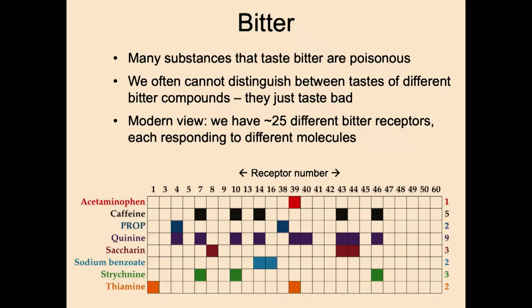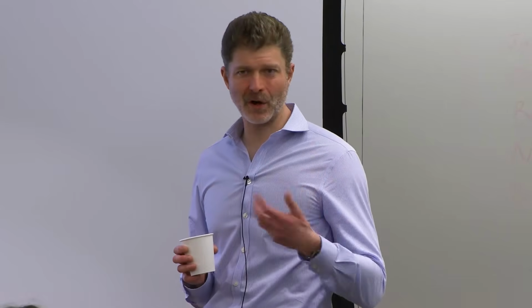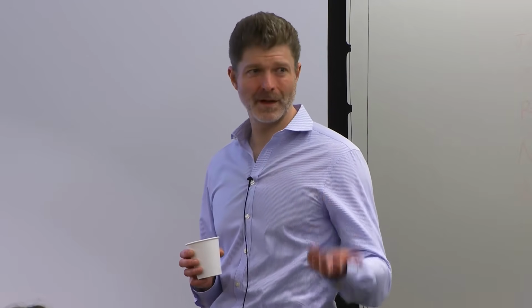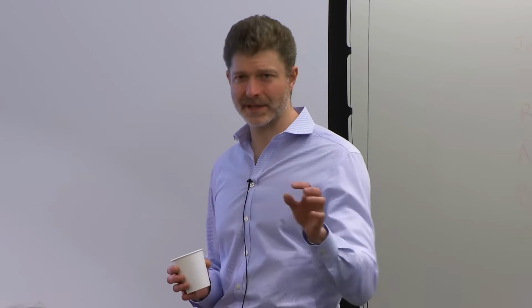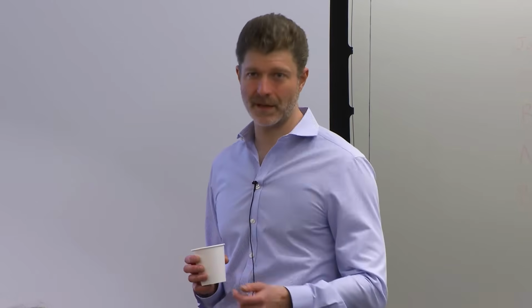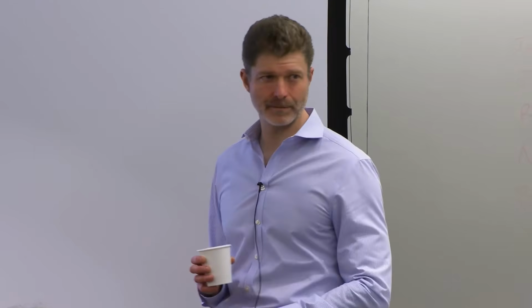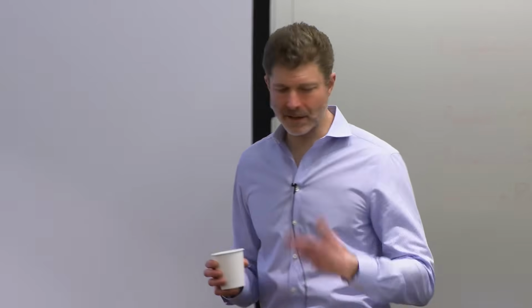And so the thought here is that because a lot of the things that are bitter are poisonous, we evolved the ability to detect all these different types of molecules based on their toxicity, but it wasn't really important to be able to distinguish them. You just want to know that you're not supposed to eat it, right? So spit it out if you taste it.